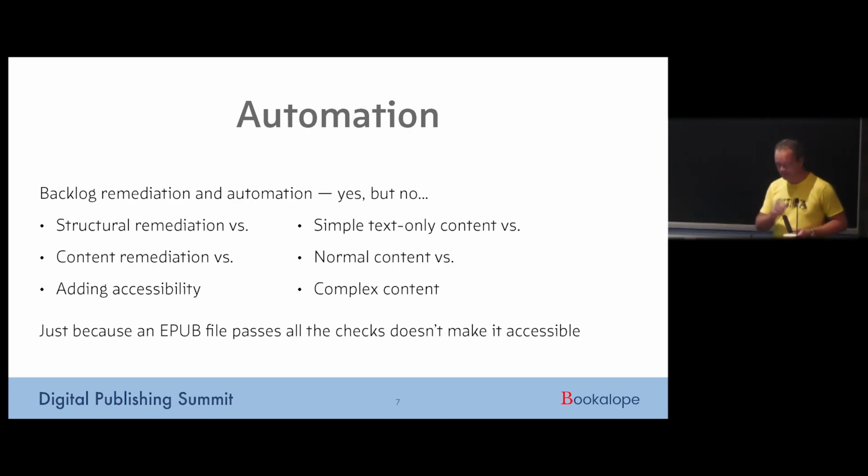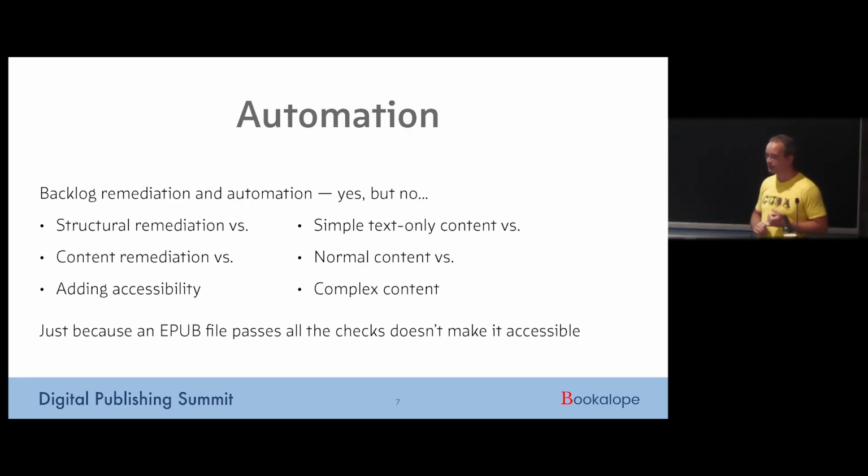And so, one last comment before I start on the demo. Just because an ebook passes EPUBCheck and passes ACE doesn't make it accessible. It doesn't make it a useful ebook, right? With Bookalope, you can run completely automated workflows. Ignore that review step. All the ebooks that come out in the end will pass all these tests.